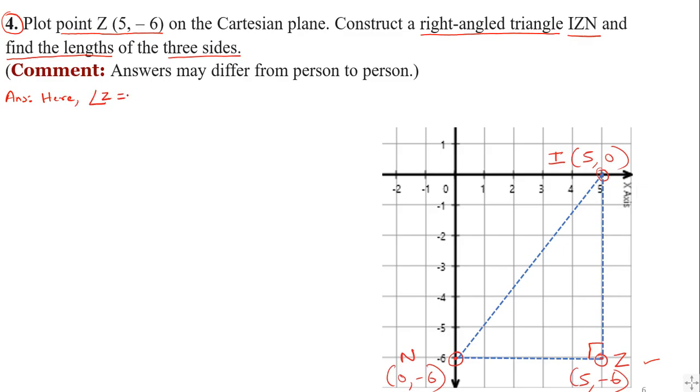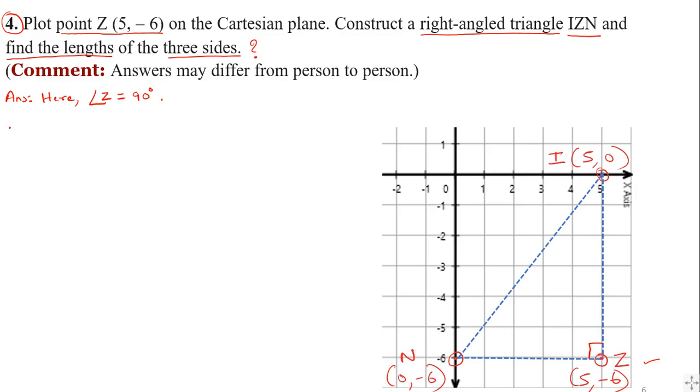So angle Z is equal to 90. We have made a right angle triangle. So as per the question, we have marked this Z point on the Cartesian plane, and we have constructed a right angle triangle, and we have named that as IZN. And now what we have to do, we have to find the lengths of the three sides.